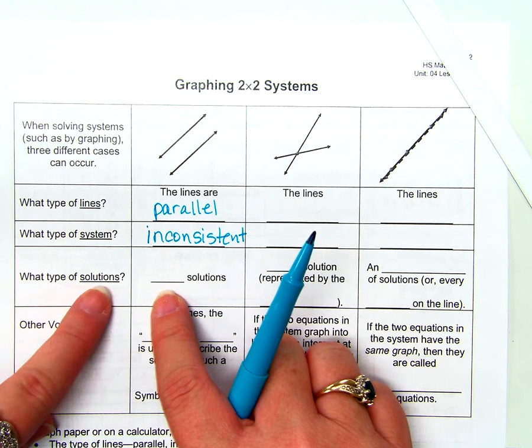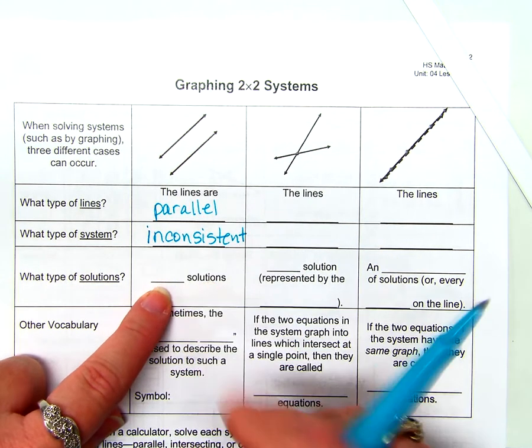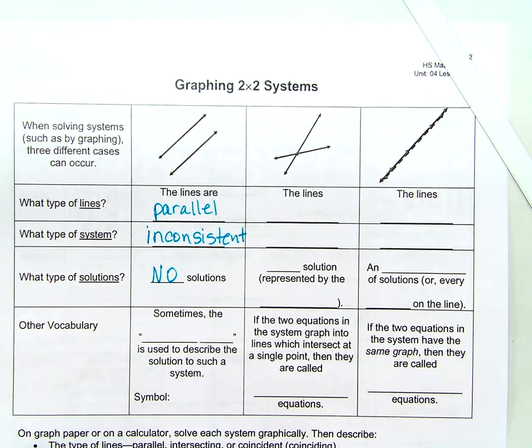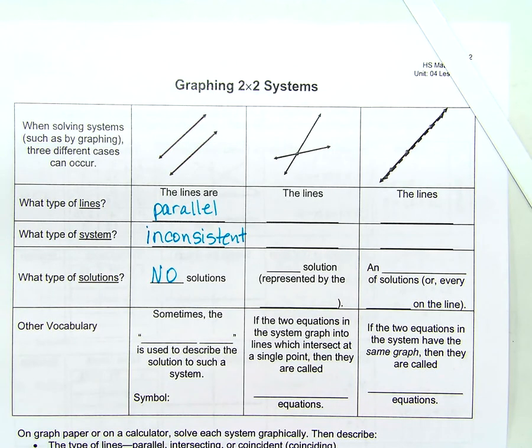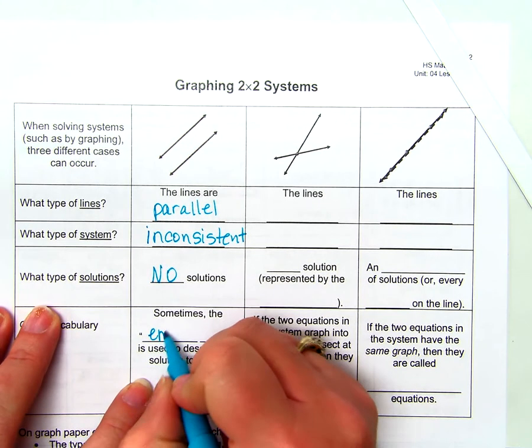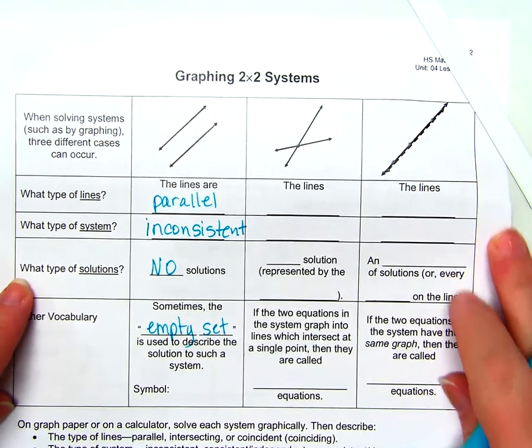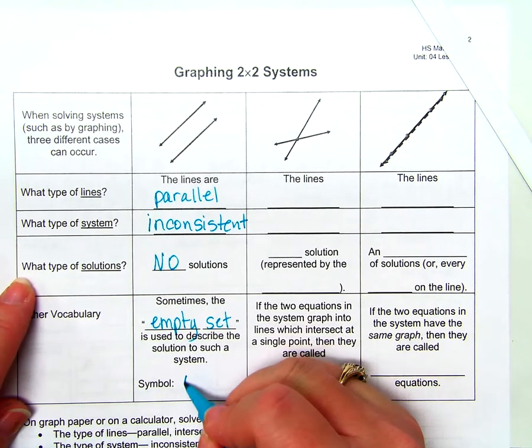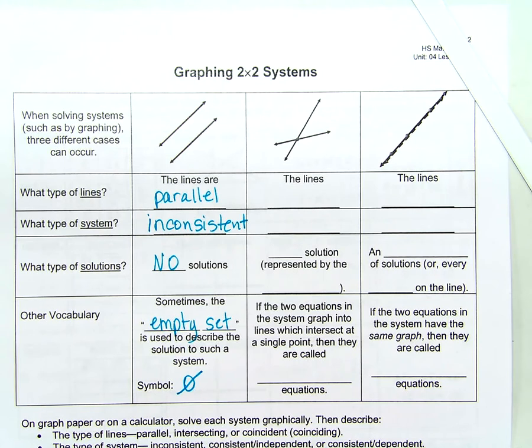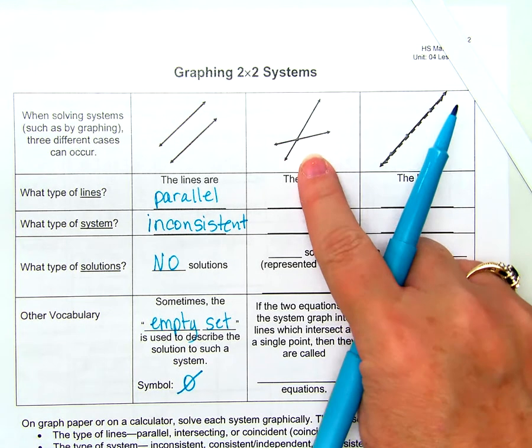What type of solutions would this system have? No solutions. Okay? Some other vocabulary you need to know about this system. Sometimes the empty set is used to describe the system, and the symbol for empty set looks like this. Okay? It means there's nothing there. Nothing. No solution. Okay? All right, look at the next column.